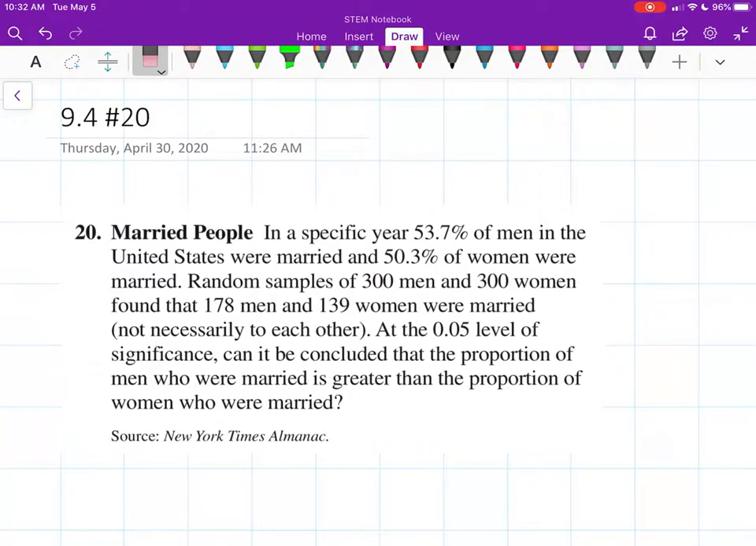In a specific year, 53.7% of men in the United States were married, and 50.3% of women were married. Random samples of 300 men and 300 women found that 178 men and 139 women were married, not necessarily to each other. At the 0.05 level of significance, can it be concluded that the proportion of men who were married is greater than the proportion of women who were married?